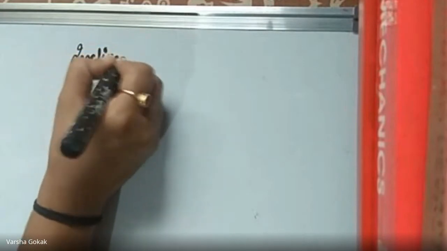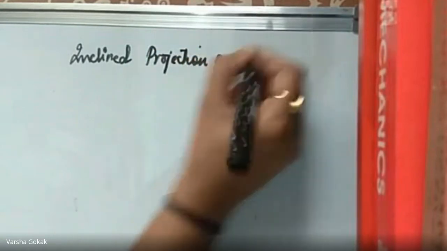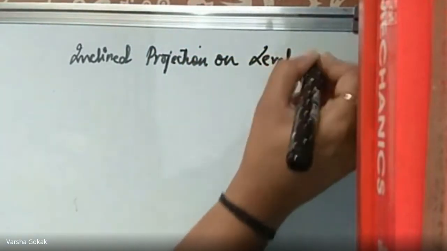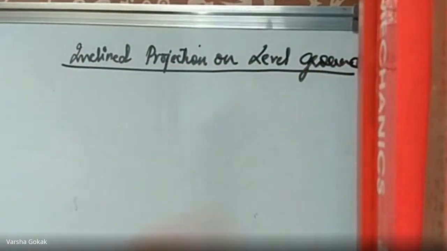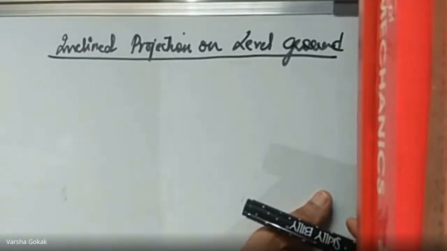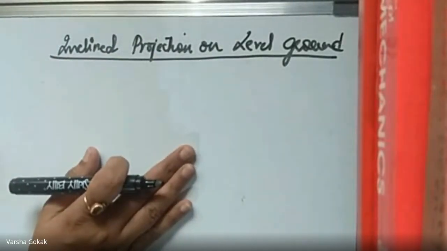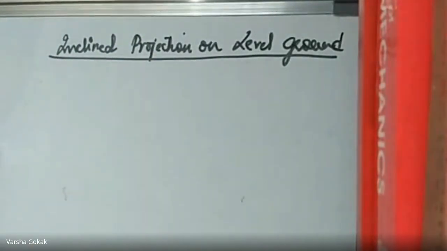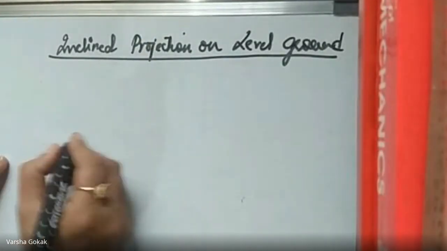Inclined projection on level ground. This is a derivation and this has been asked many a time. Don't write it along with me, you just observe this recording and the notes will be circulated. First, inclined projection on level ground, let us draw the diagram.